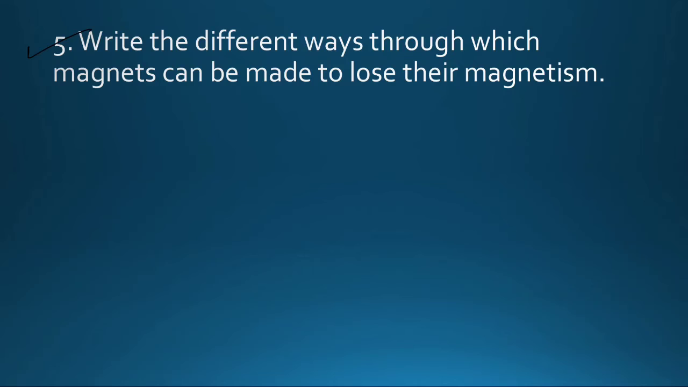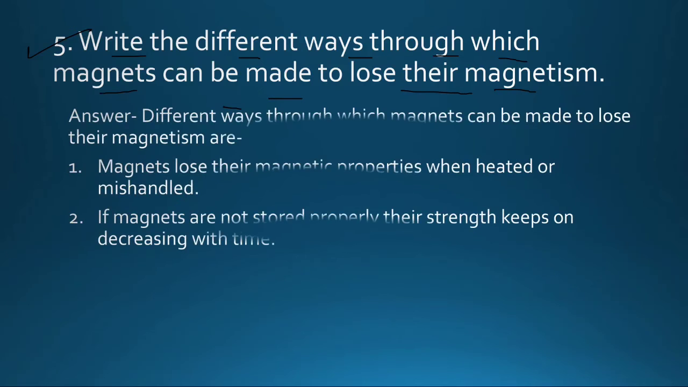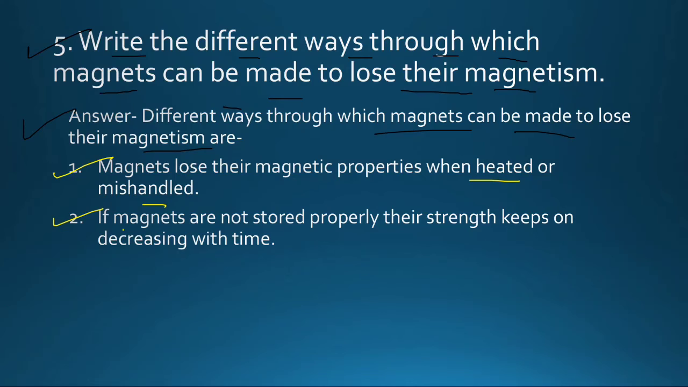Question number 5. State the different ways through which magnets can be made to lose their magnetism. Answer. Different ways through which magnets can be made to lose their magnetism are: point number 1. Magnets lose their magnetic properties when heated or mishandled. Point number 2. If magnets are not stored properly, their strength keeps on decreasing with time.